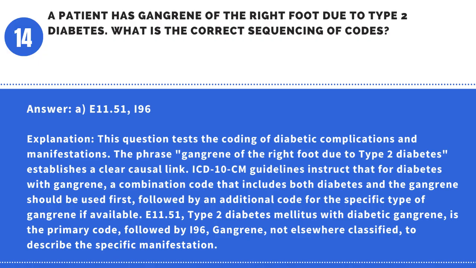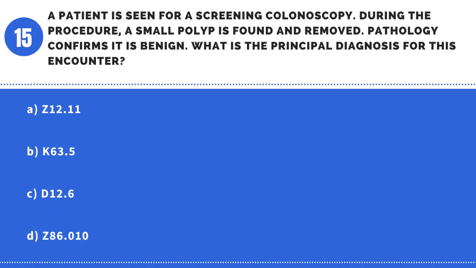E11.51, I96. This question tests the coding of diabetic complications and manifestations. The phrase gangrene of the right foot due to type 2 diabetes establishes a clear causal link. ICD-10-CM guidelines instruct that for diabetes with gangrene, a combination code that includes both diabetes and the gangrene should be used first, followed by an additional code for the specific type of gangrene if available. E11.51, type 2 diabetes mellitus with diabetic peripheral angiopathy with gangrene, is the primary code, followed by I96, gangrene, not elsewhere classified, to describe the specific manifestation.